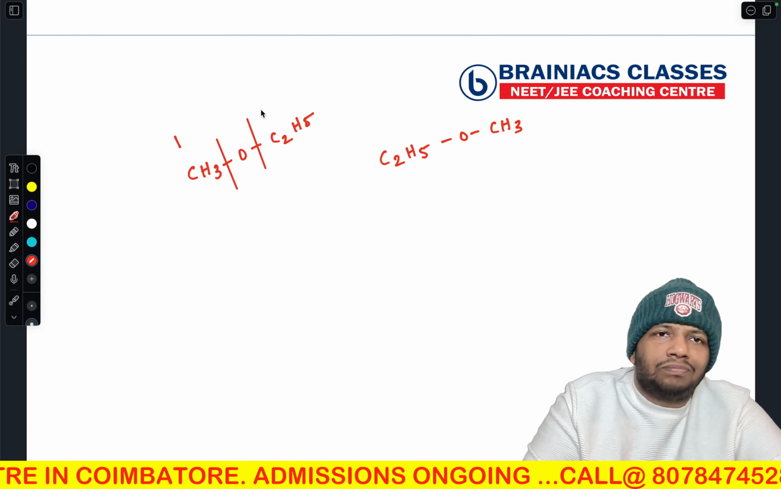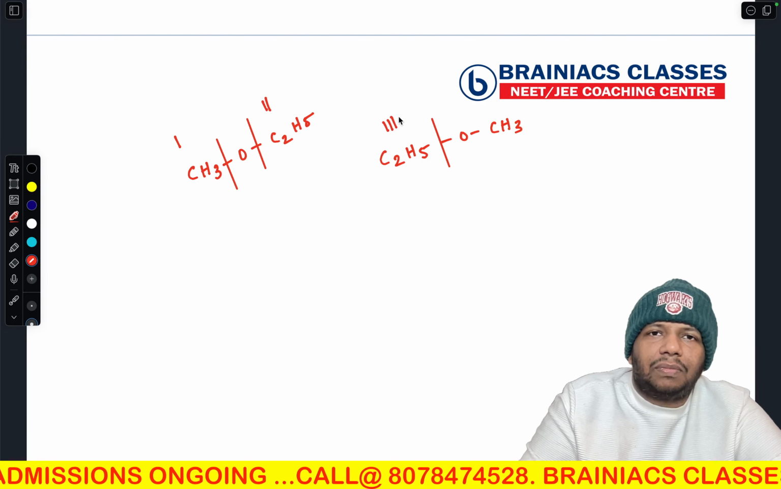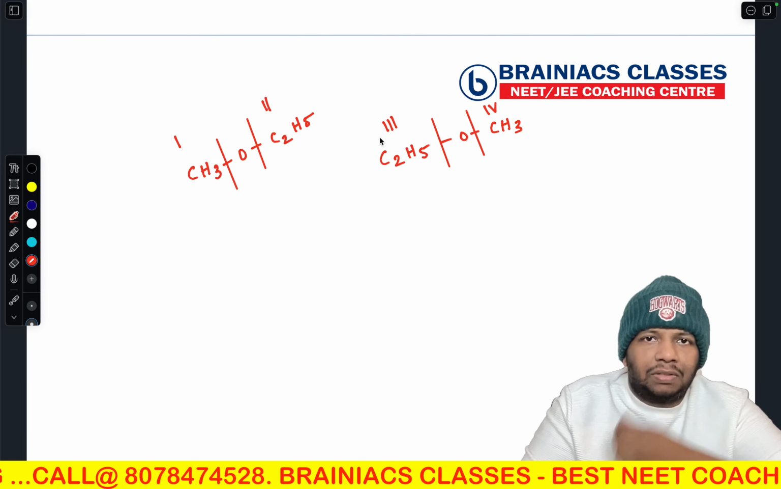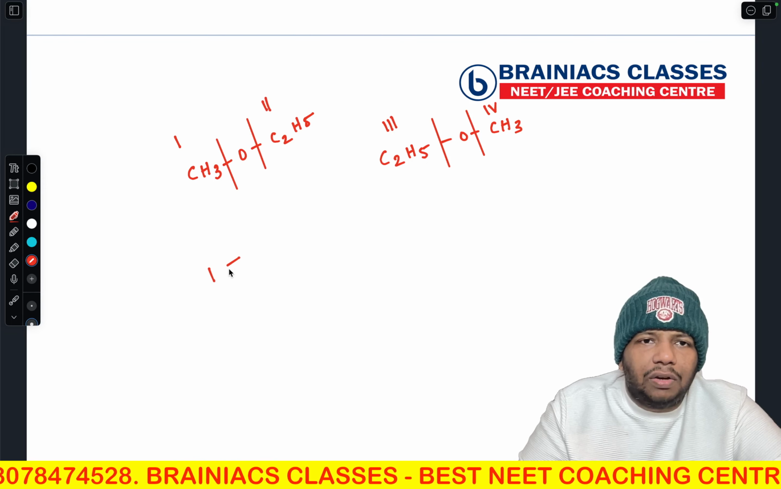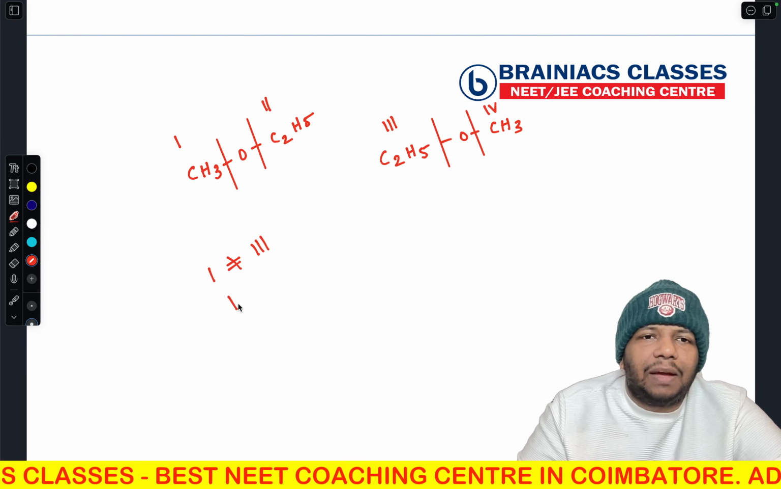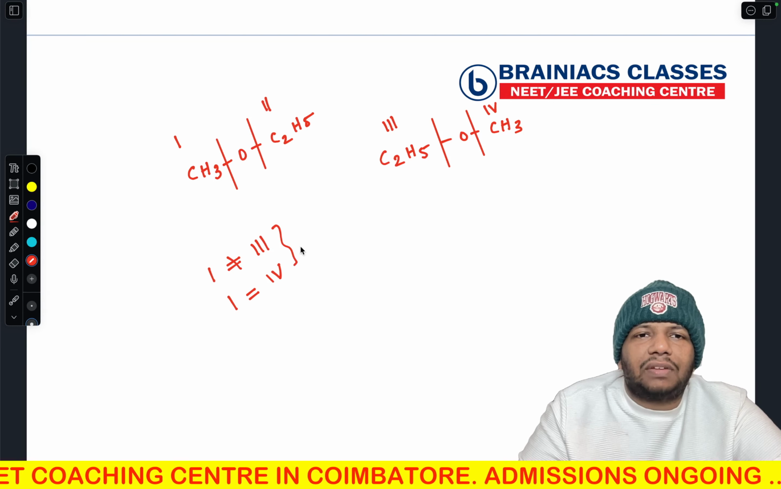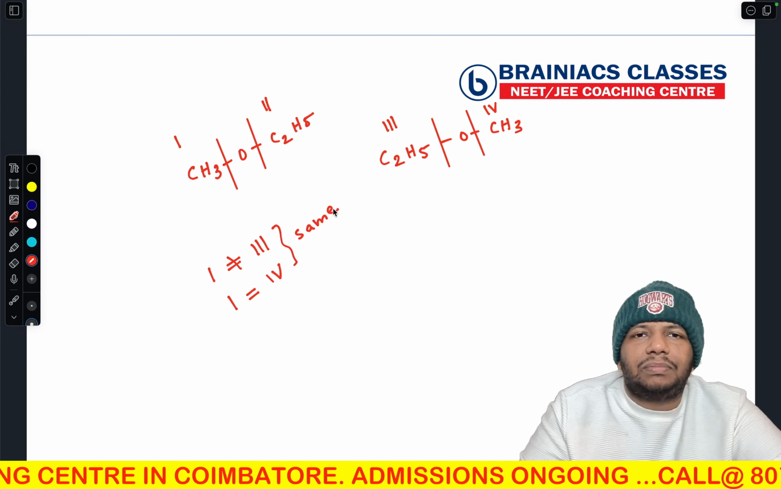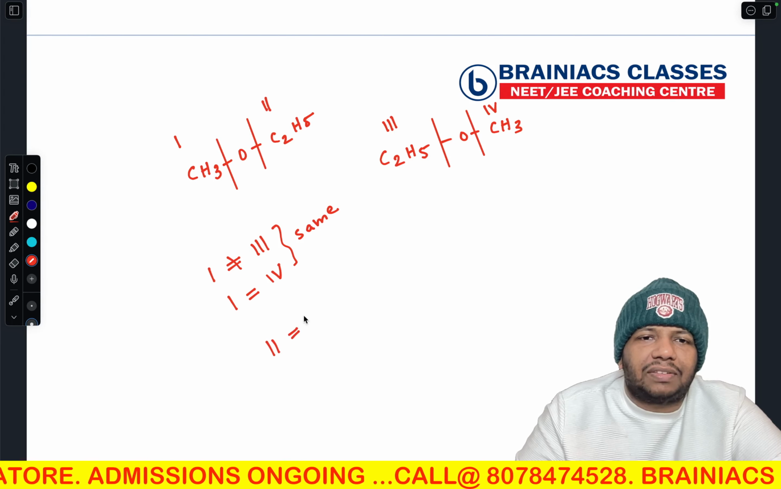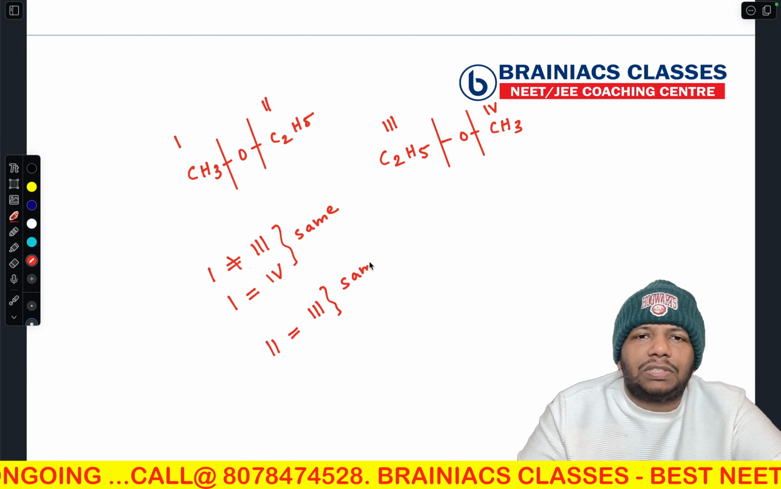This is 1, this is 2, and this you can put as 3, and this you can put as 4. Now you compare 1 with 3. 1 is not equal to 3, I understood. If you compare 1 with 4, I am getting 1 equal to 4. Understood? So here same is coming into picture. Now 2, you compare it with 3. Here also you are getting same. 2 is equal to 3. So here also same is coming into picture.